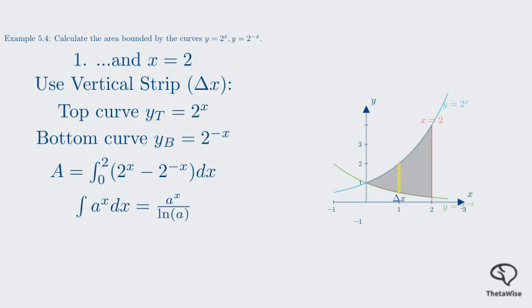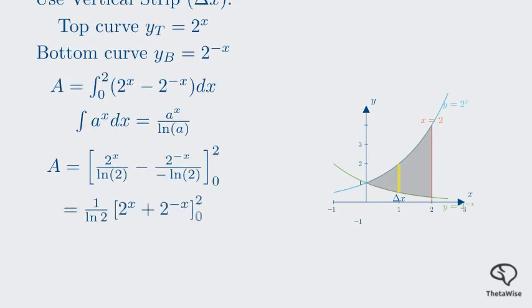To integrate an exponential function a to the x, the formula is a to the x over the natural log of a. So, the antiderivative of 2 to the x is 2 to the x over the natural log of 2. For the second term, we also divide by the natural log of 2, and due to the chain rule, we also divide by negative 1 from the exponent negative x. This simplifies to 1 over the natural log of 2 times 2 to the x plus 2 to the negative x, evaluated from 0 to 2.